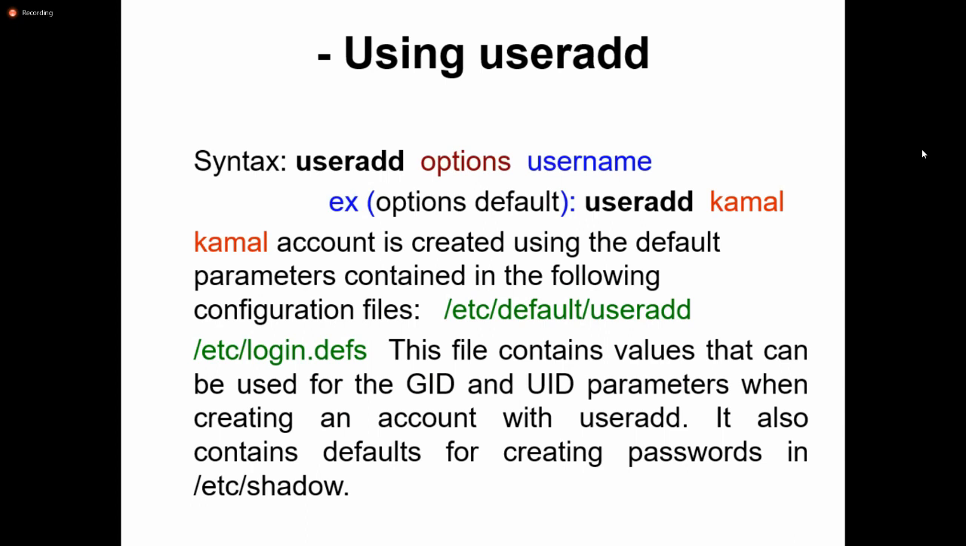Okay, this file contains values that can be used for the GID and UID parameters in creating a user account. The other contains defaults for creating passwords in /etc/shadow. Right. So these two files contain some values to use when you create an account. What should be taken as the GID or UID, right? Or what should be put for the passwords default, in shadow. So those values are actually stored in these two files. Let's open them and see.